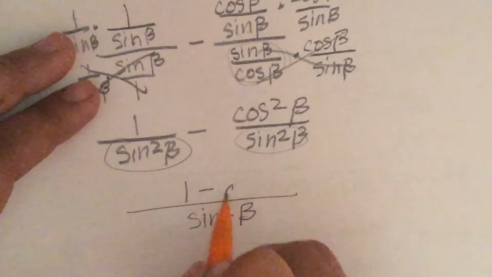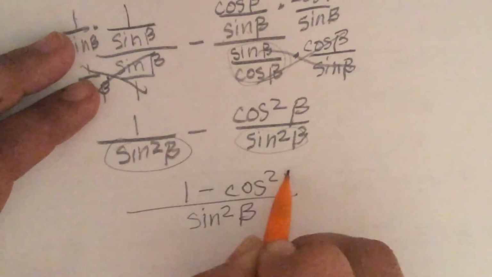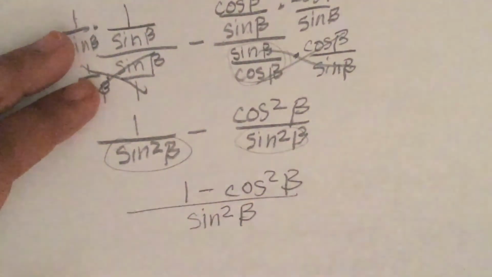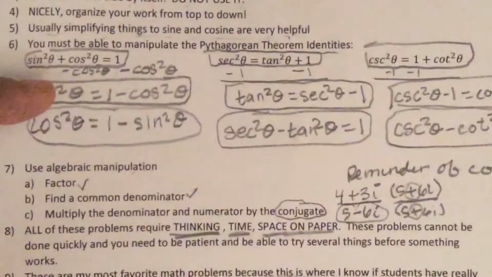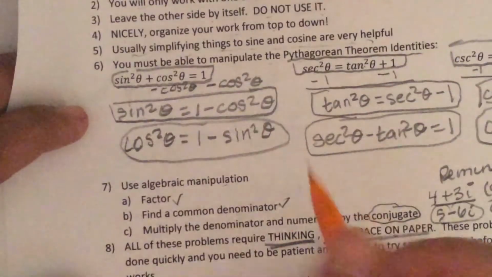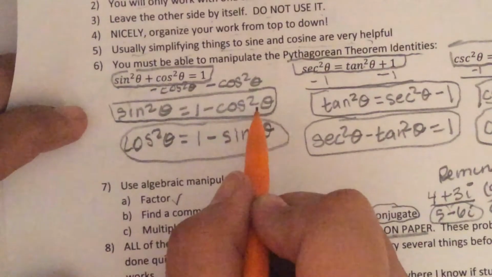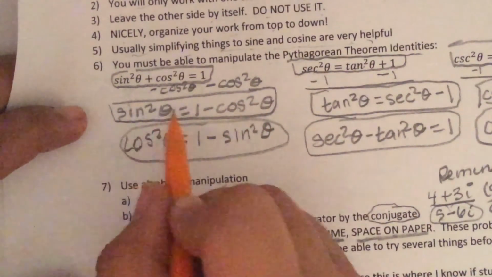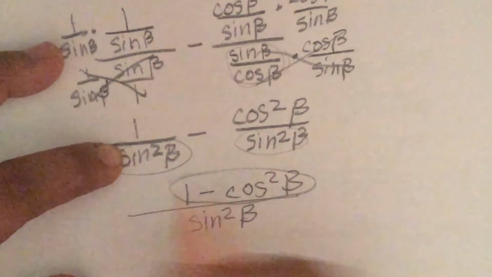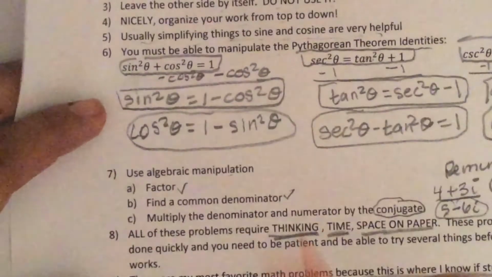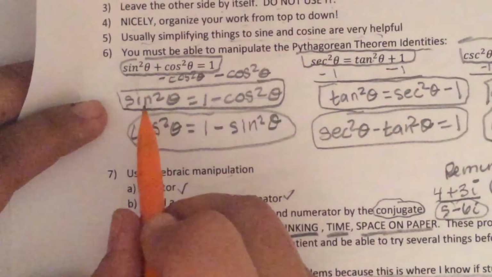So that's going to be 1 minus cosine squared beta. And so you're going to go right here. Remember, we manipulated them. So 1 minus the cosine squared theta is sine squared theta. So we're going to replace this. So we're going to replace that with that.